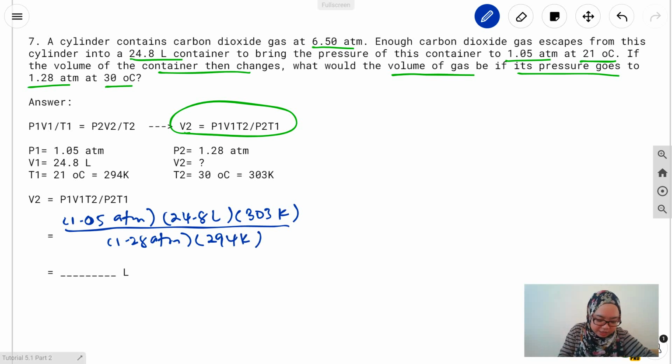So when we calculate this, we will get the final volume is 20.97 liter. So this is the answer for question number 7. It's very simple.